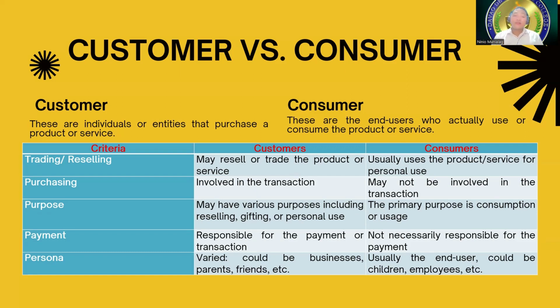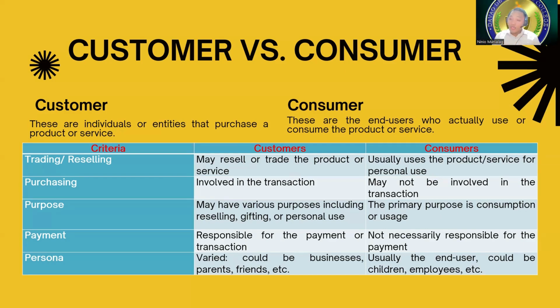Lastly, for persona. Customers are actually varied. There could be businesses, parents, friends, and so on. For consumers, usually the end user could be children, employees, and so on. Say, for example, a pet owner, who is the customer, buys pet food. The pet, which is the consumer, is the one who will consume the food. Right? So that's the difference between the customer and the consumer.